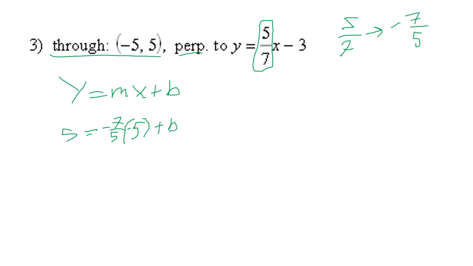plus b. The 5's cancel out here. The negatives also cancel out here. So then we're going to be left with 5 equals 7 plus b. Subtract 7 from both sides. And you get b equals negative 2. And then we just rewrite our equation.